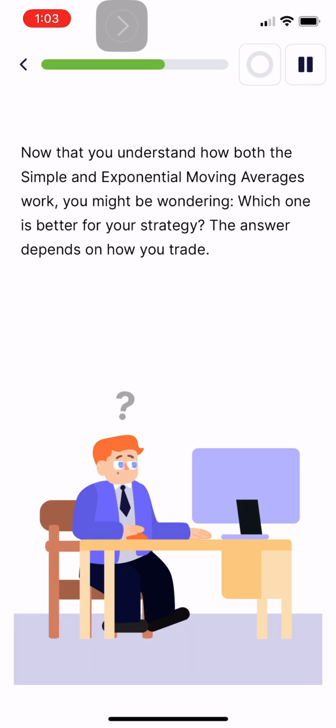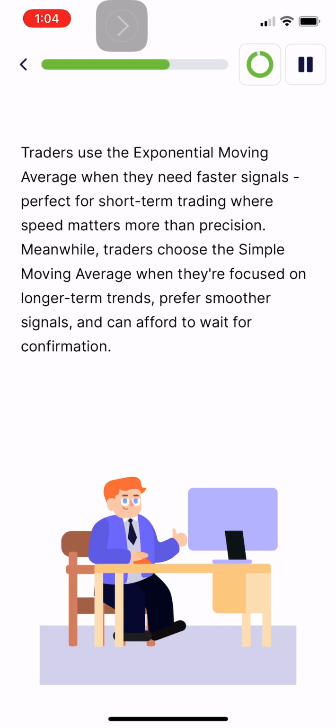Now that you understand how both the simple and exponential moving averages work, you might be wondering, which one is better for your strategy? The answer depends on how you trade. Traders use the exponential moving average when they need faster signals, perfect for short-term trading where speed matters more than precision. Meanwhile, traders choose the simple moving average when they're focused on longer-term trends, prefer smoother signals, and can afford to wait for confirmation.